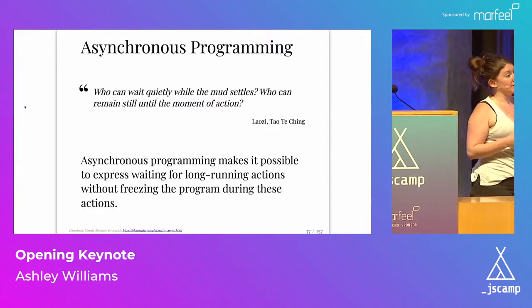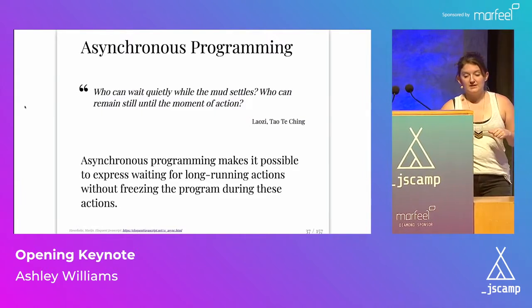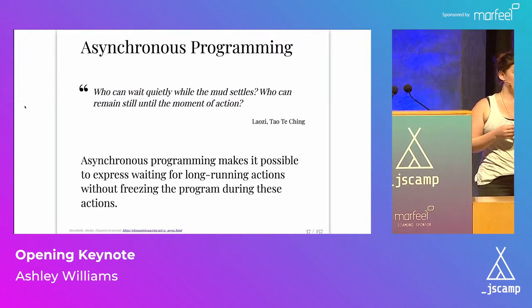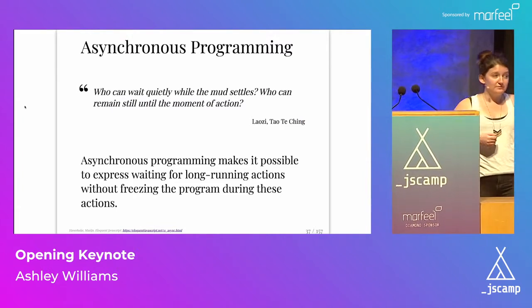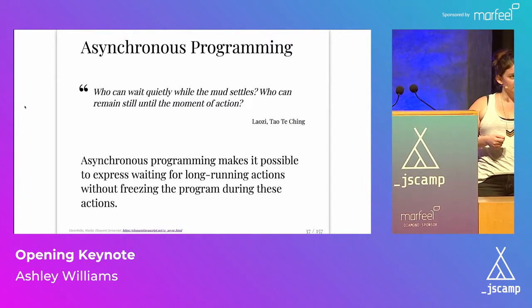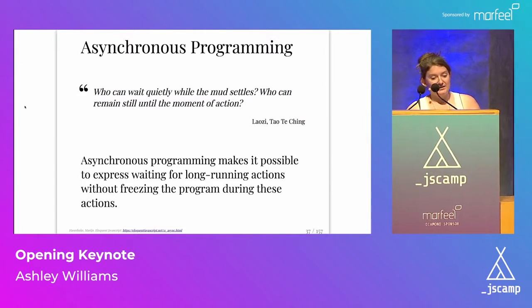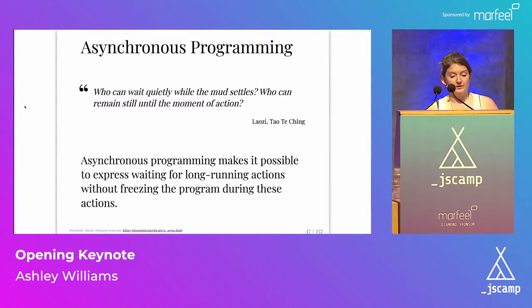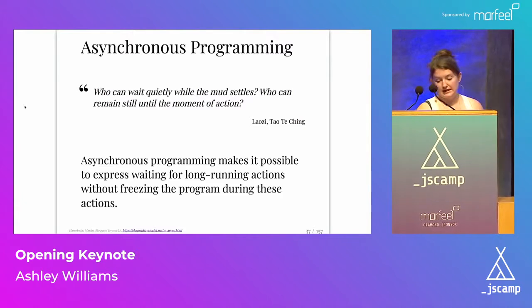And this is because, fundamentally, Node.js is focused on this idea of asynchronous programming. Marijn Haverbeek, who wrote Eloquent JavaScript, which is the book that taught me JavaScript, fun fact, Marijn was one of the original developers on the Rust programming language. The world is small, y'all. But in his book, he introduces asynchronous programming as the type of programming that makes it possible to express waiting for long-running actions without freezing the program during these actions.